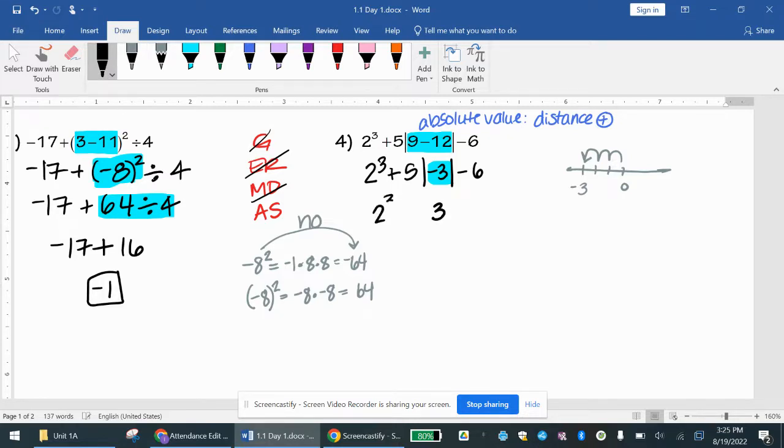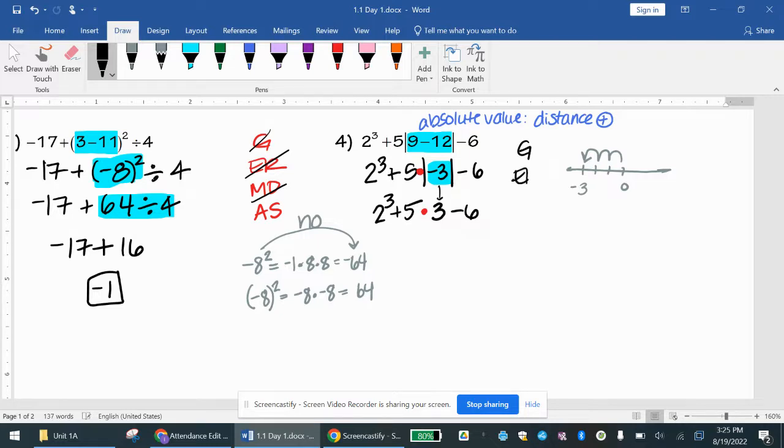Now, what are we going to do with the 3 once we say that it's the result of the absolute value of negative 3? Because the 5 was right next to the grouping symbol of absolute value, that signifies multiplication. So imagine that there is a multiplication symbol in front of the absolute value. So it's not going to be 53, it's going to be 5 times 3.